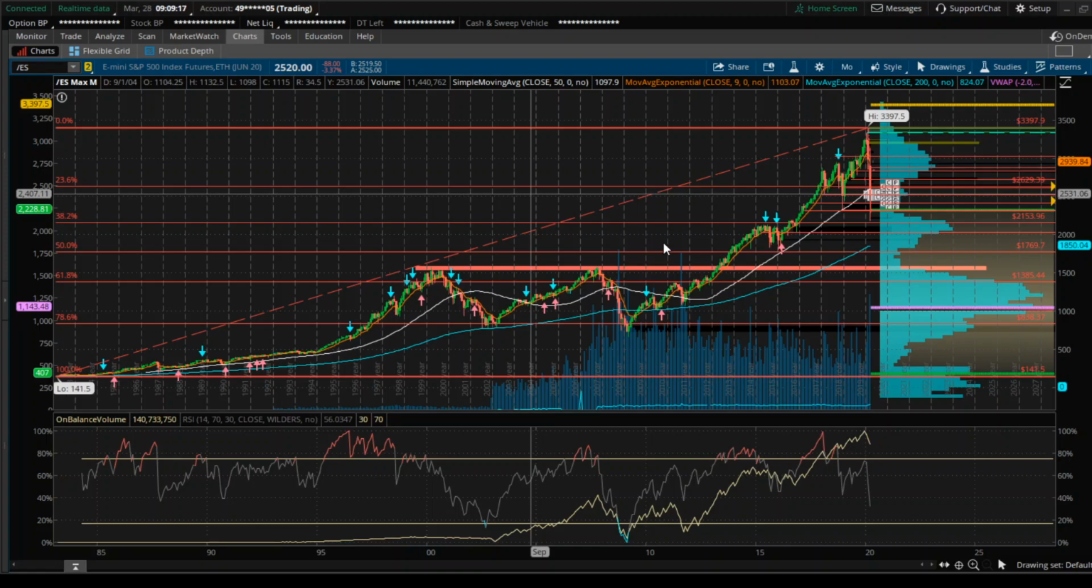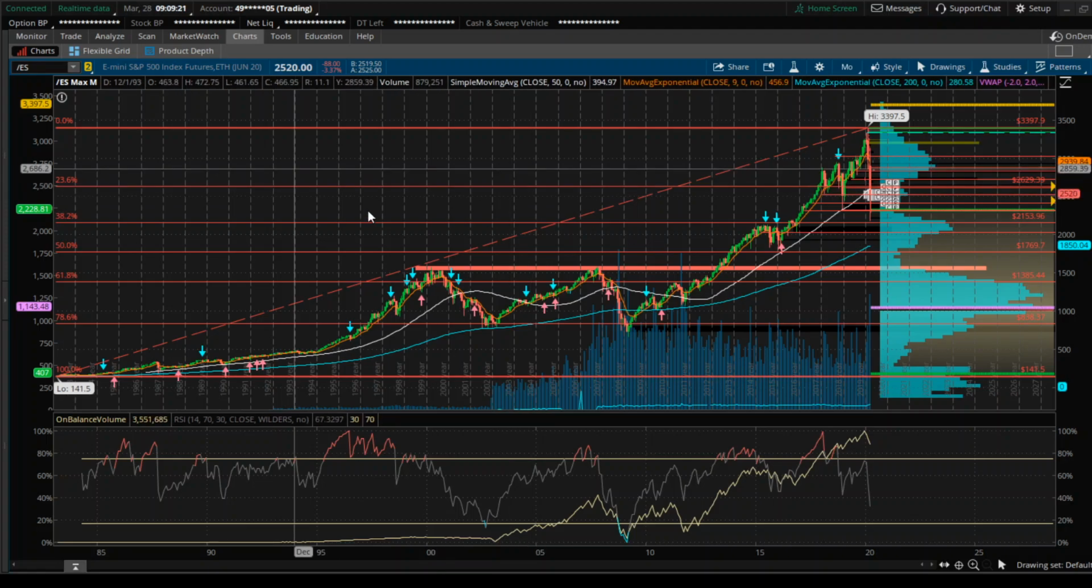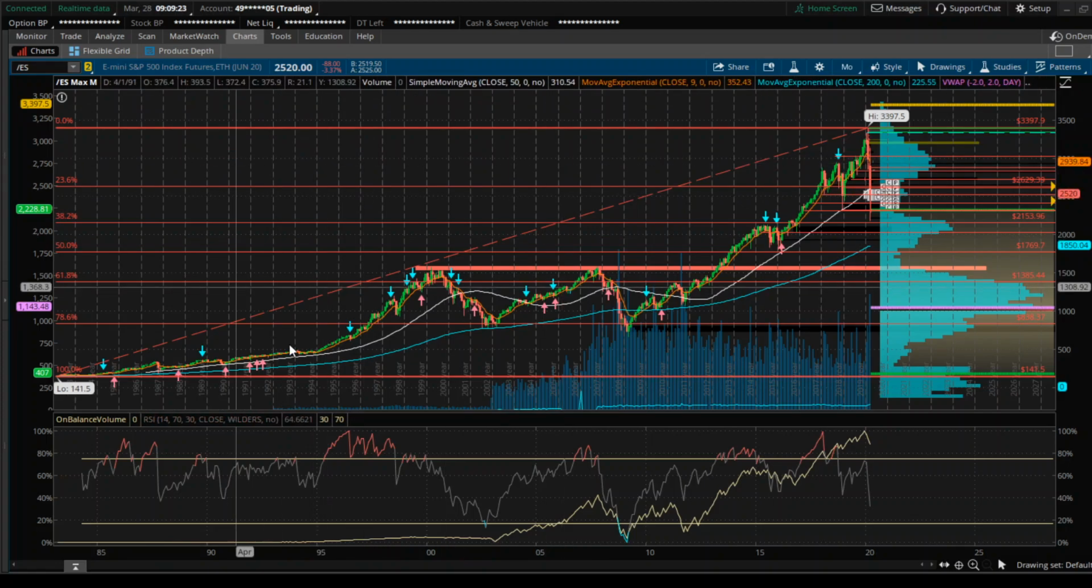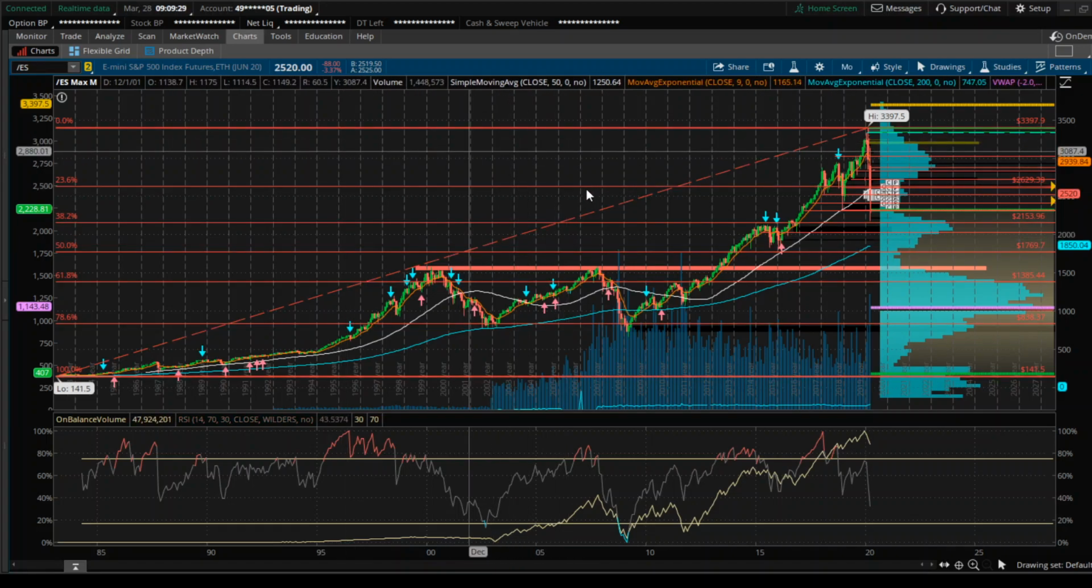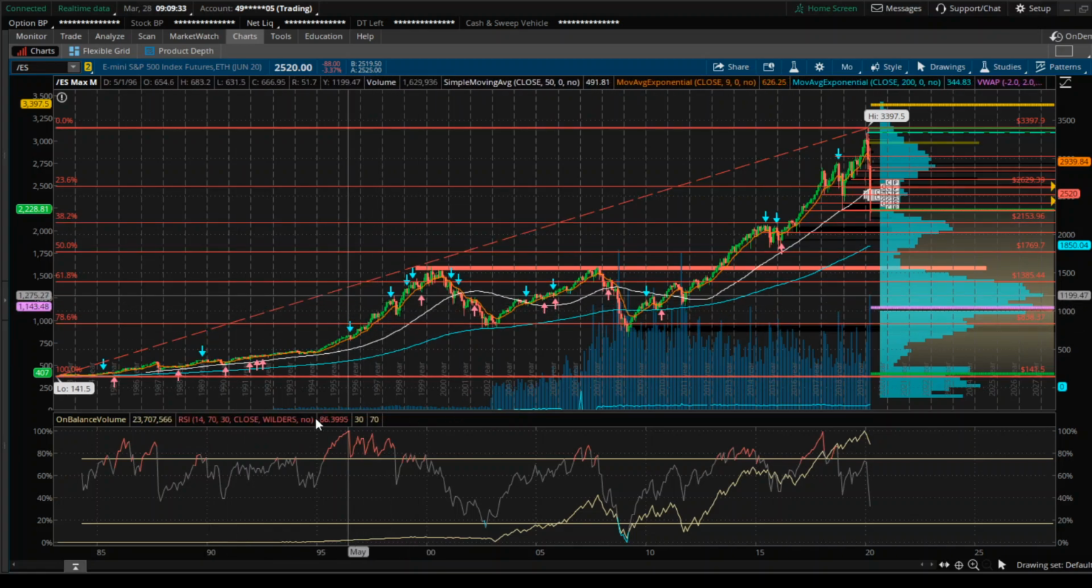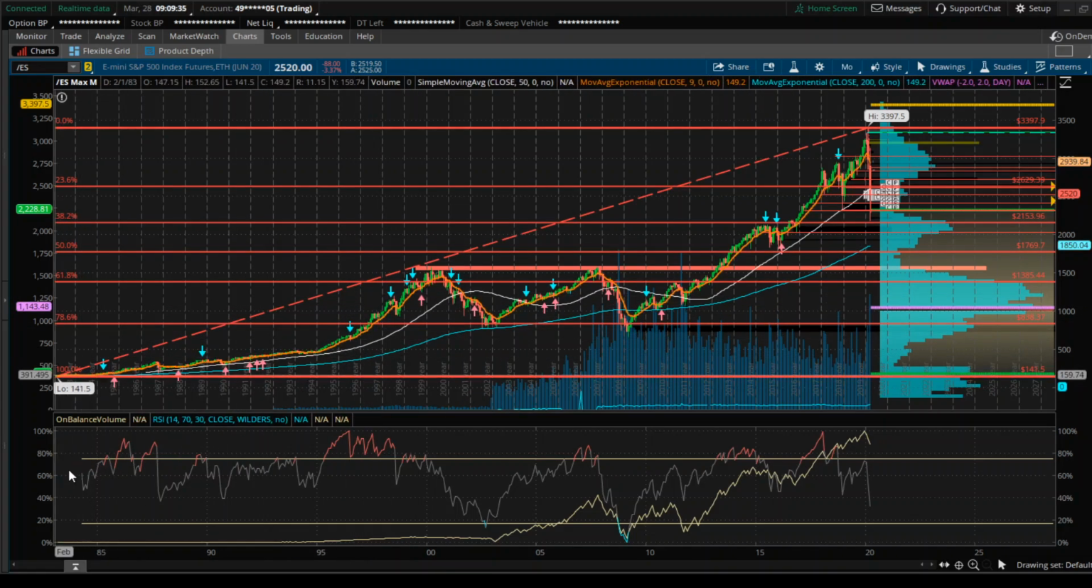Okay, so what we're looking at here is the EMini S&P, and I am charting on the thinkorswim platform. This is set to max time available and 1 month. So each bar represents a month, and we are looking as far back as 1983.